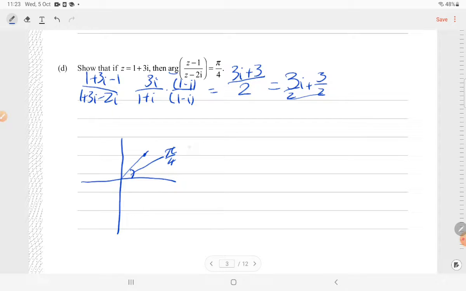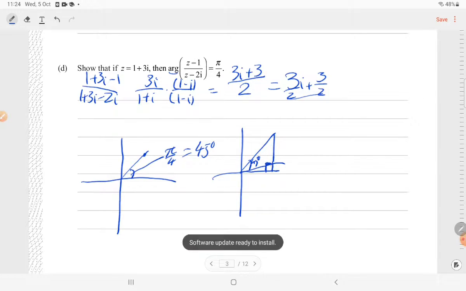And what we know about pi over 4 is that pi over 4 is 45 degrees. So here, 45 degrees, but we always know the angle between the real part and this, and the real part will create a right angle here. So this will also be 45 degrees.